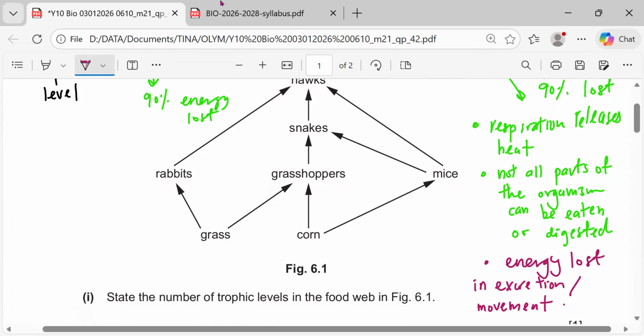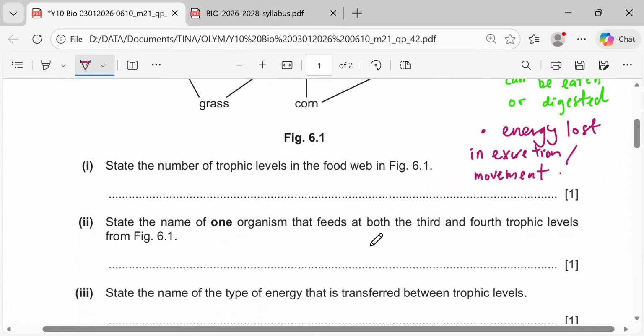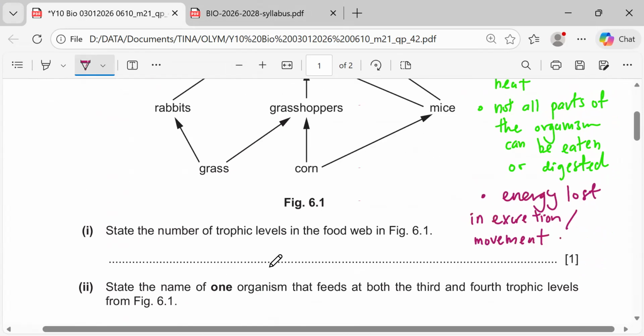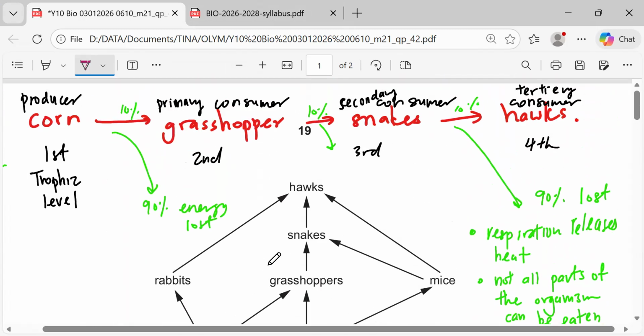Can you understand? Okay, so this is a very simple question. Do all of this except for B. Do A, 1, 2, 3. Just do A1 to 3. Try first.